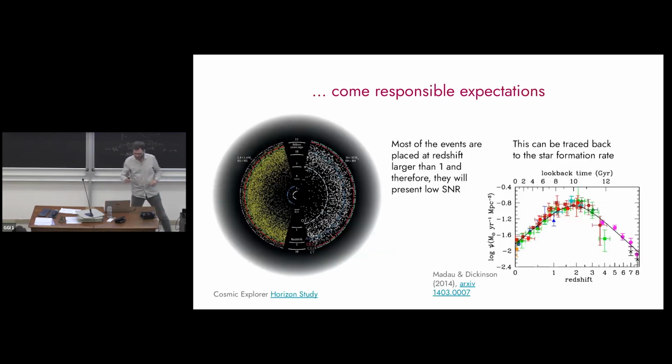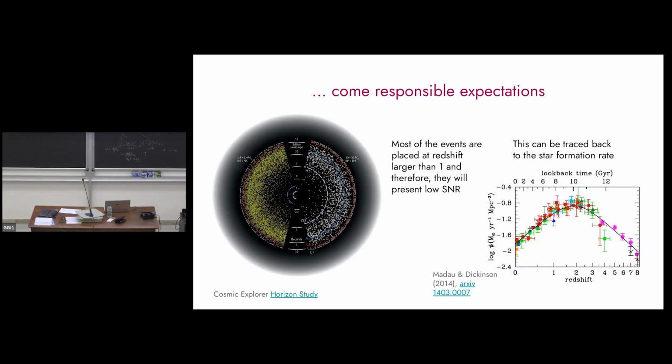Anyway, I think you don't have to oversell your expectations. It's true that this is a nice plot from the Cosmic Explorer, a planned third generation detector in the US, and they have a very nice horizon study with this plot that shows the horizons up to which you can detect your sources, but it also shows how many sources there are differentially in the redshift. The redshift is represented as the radius.